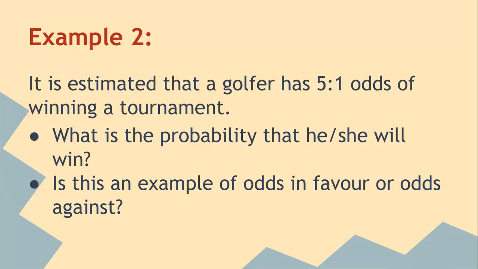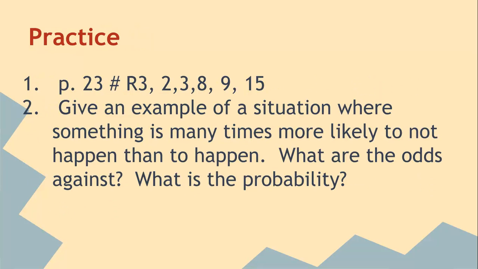It's calculated that a golfer has 5 to 1 odds of winning a tournament. What is the probability she will win? Is this an example of odds in favor or odds against? You just say odds of winning, so you've got to think: it's probably not likely that she's going to win 5 times out of 6. She's going to win 1 time out of 6, and so this is odds against. So the against happens first, and the probability that she'll win would be 1 out of 6.